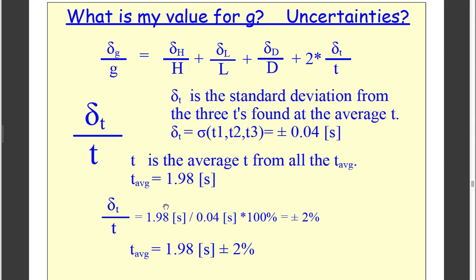So when I analyze this relative uncertainty, I take my average time of 1.98 seconds and divide by my uncertainty in time, 100%, and I get plus or minus 2%. That's quite a bit larger than the other components, the other terms here of uncertainty in H, L, and D. And I report my t average as 1.98 seconds plus or minus 2%, and on the post lab I'd add a parenthetical here to say the uncertainty was from the standard deviation of 3 values for t.